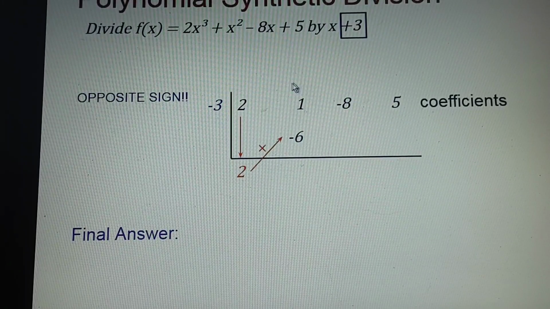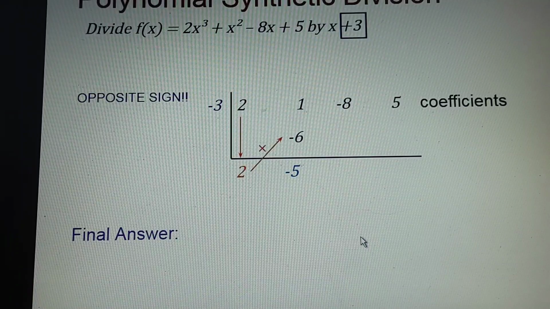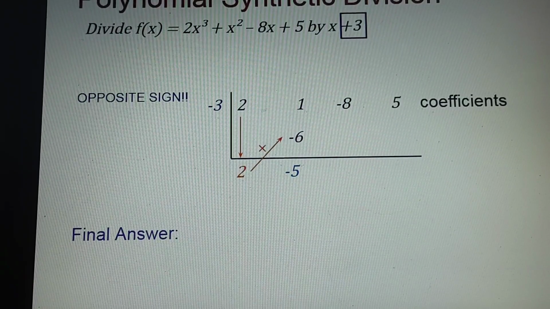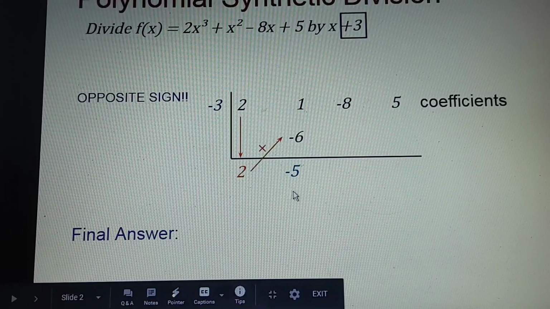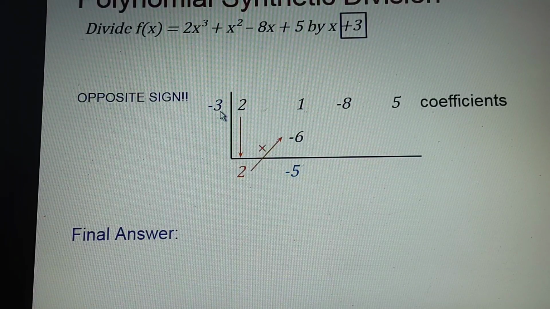Now, this becomes a math problem in itself. It's 1 minus 6, which equals negative 5. I write the answer outside the box, and then I start that process again. I take this negative 5 times the negative 3, which gives me a positive 15, and that is written underneath the next digit inside the box.